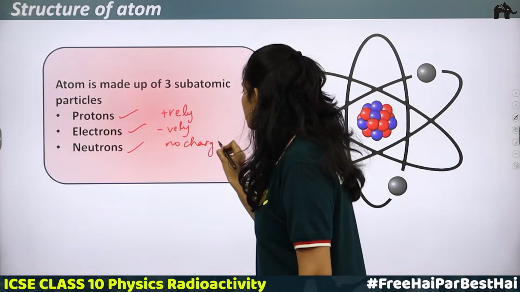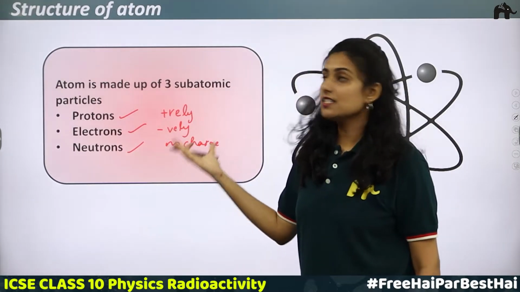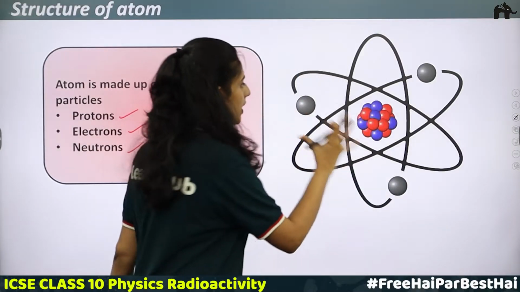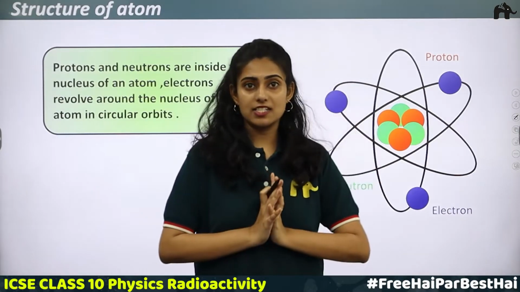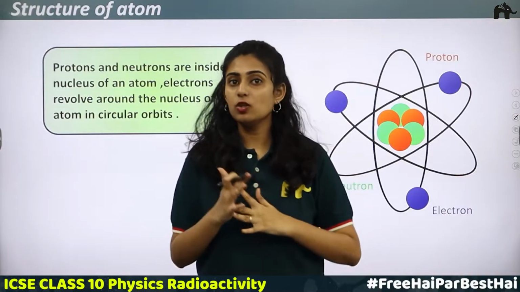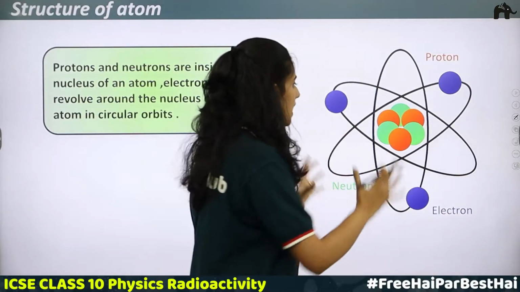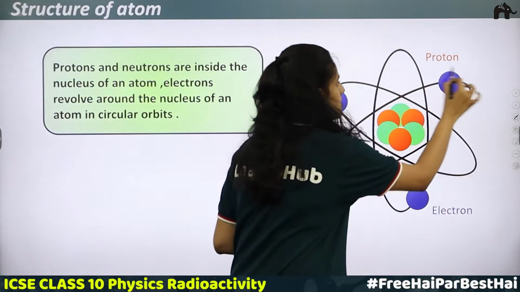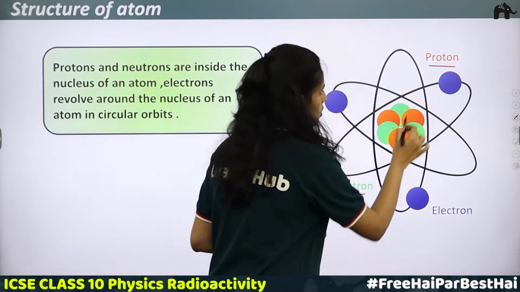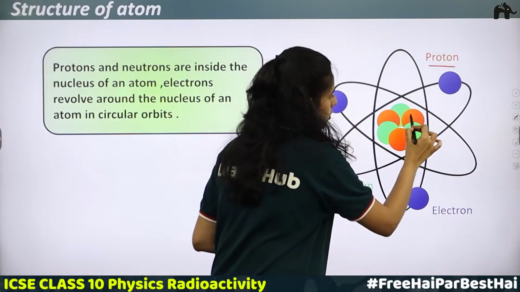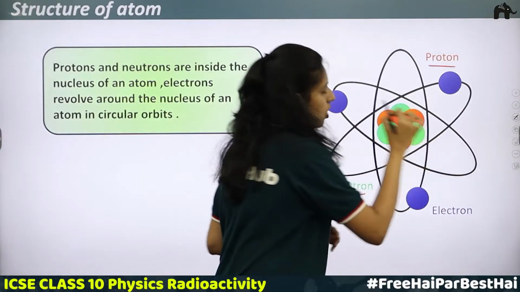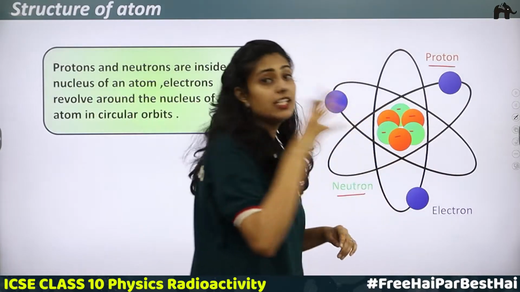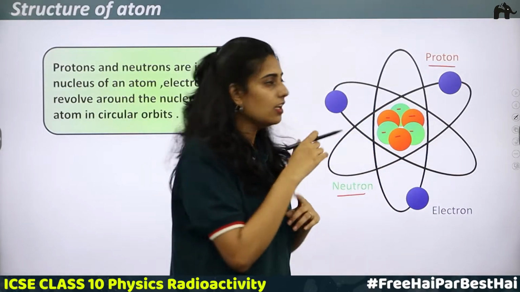So these are the three important particles in an atom. They are called subatomic particles. This is how an atom looks like. Inside an atom, protons, electrons and neutrons have different positions. Inside the atom, there is a nucleus. Inside the nucleus, we have the protons and the neutrons. This orange color shows the protons, and neutrons, green color, we have neutrons. They are inside the nucleus of an atom, that is at the center of an atom.